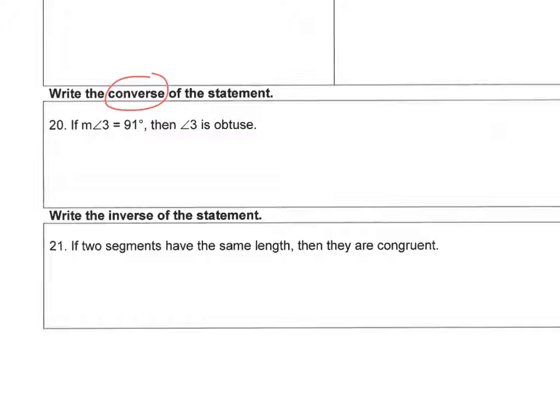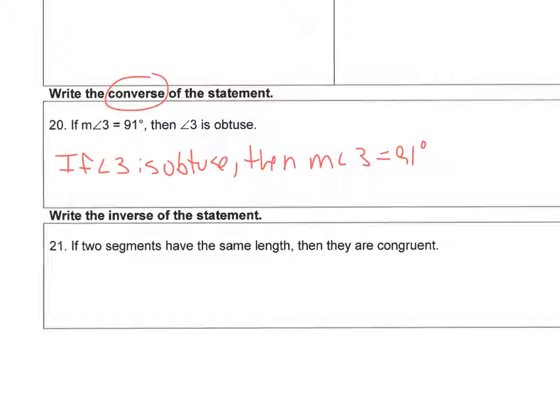The first one says the converse. If you remember, that just switches the hypothesis and conclusion. So we could say if angle 3 is obtuse, then the measure of angle 3 equals 91 degrees. Now, it doesn't ask us for true or false, but it could. Obviously, that is not true because it could be any angle bigger than 90.